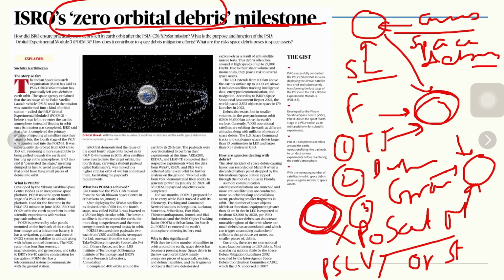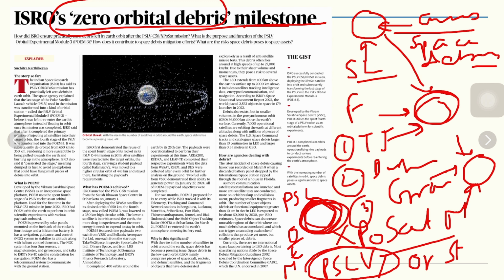And somehow a mechanism is also being developed by which the satellites that were launched earlier can be brought down to the Earth in a controlled and regulated manner. ISRO said that after it completed the primary mission of injecting all satellites into their targeted orbits, the fourth stage of the Polar Satellite Launch Vehicle was transformed into POEM-3. What is POEM? PSLV Orbital Experiment Module.